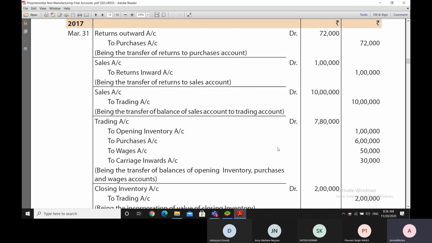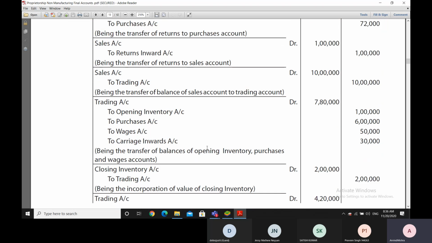Now then, after moving the sale to the trading account, we need to move the opening inventory, purchases, wages, and the carriage inwards also to the trading account. And these entries will be debited in the trading account. So trading account debit, and all these accounts are credited to square them off.